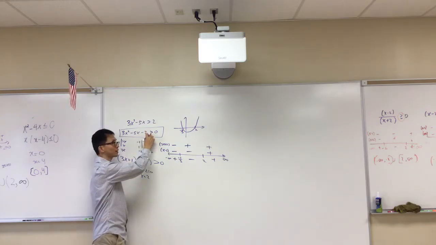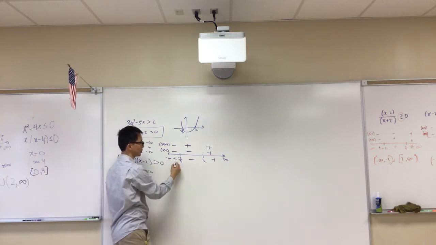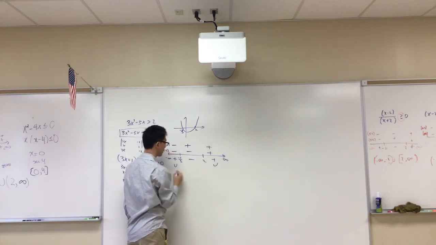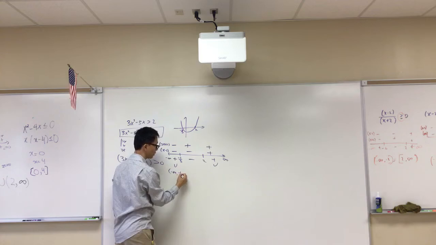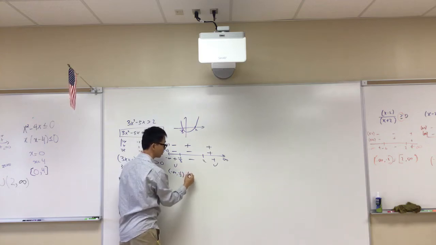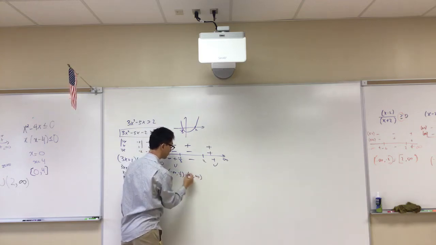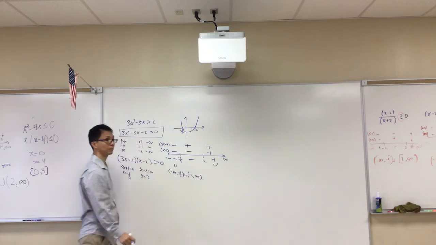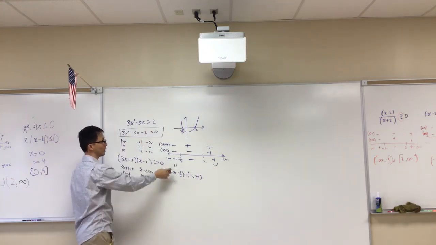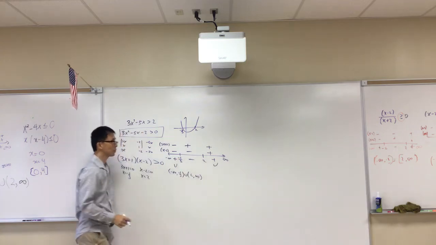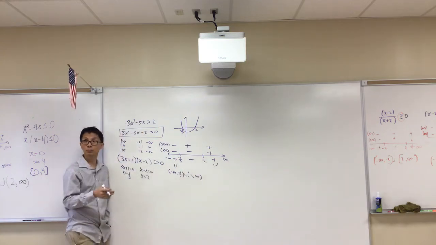Greater than 0 means they're looking for which region? Positive region or negative region? Positive. So they're looking at this region, so check this region, and this region. The answer is going to be negative infinity to 1 over 3, and then from 2 to infinity. And that's it. But if I change your question to less than 0, then you will pick the negative region, which is negative 1 over 3 to 2.